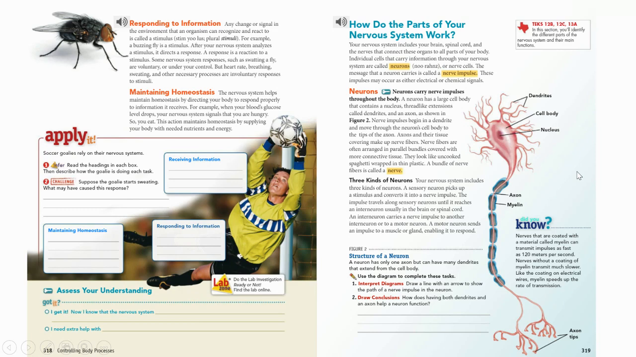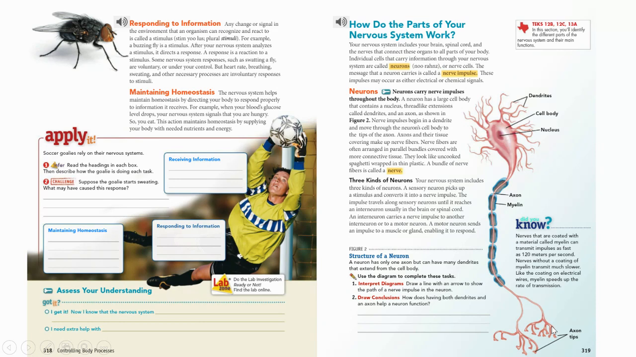And it has a very large cell body, and that nucleus, thread-like extensions, these are dendrites, right? And an axon, shown all the way down here, right? Axon tips are on the other end. So dendrites are on one end, and axons are on the other end. Nerve impulses begin in a dendrite all the way at this end of the cell, and they move through the neuron's cell body to the very tips of the axons.